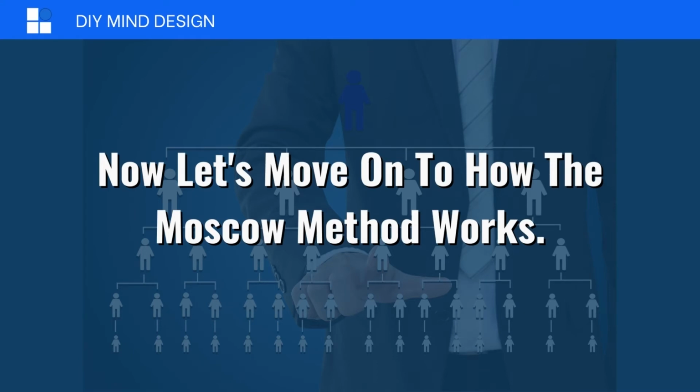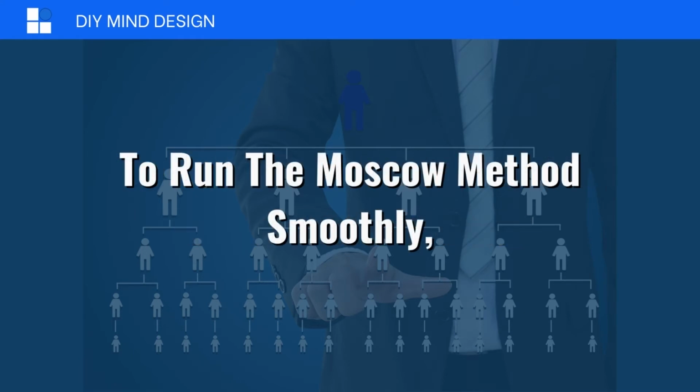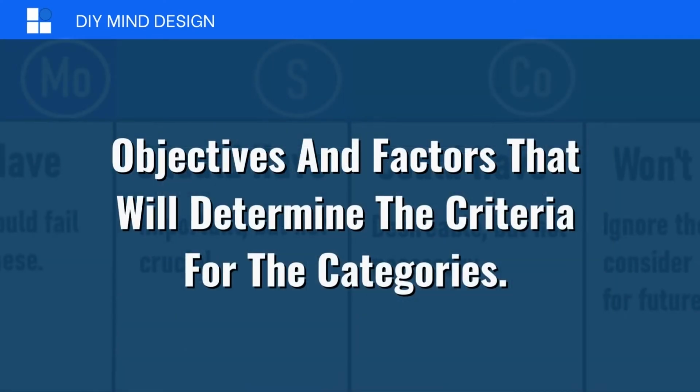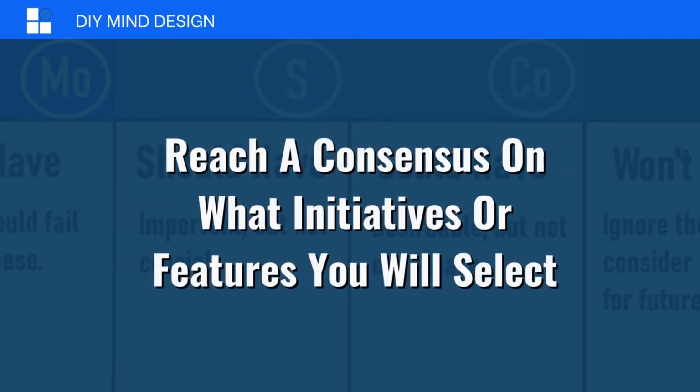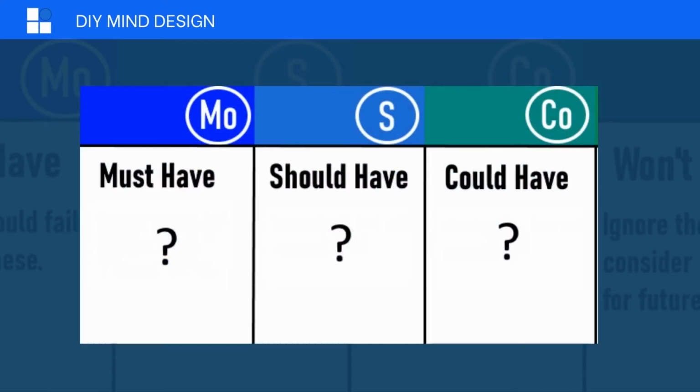Now let's move on to how the Moscow method works. In order to run the Moscow method smoothly, your product team and partners first need to decide on the objectives and factors that will determine the criteria for the categories. Then, you need to reach a consensus on what initiatives or features you will select. It's also important to define how much effort to allocate to each category. This typically varies by team and project.